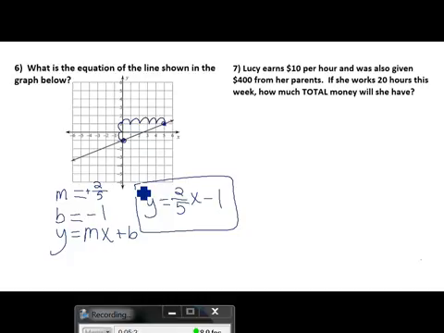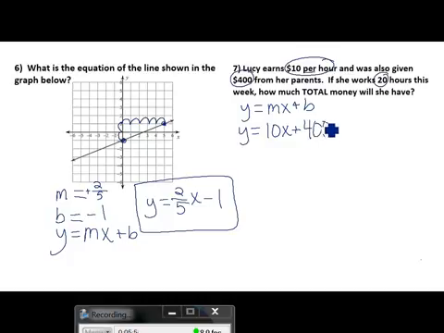Question number 7. Lucy earns $10 per hour, that's important, and was also given $400 from her parents. If she works 20 hours this week, how much total money will she have? So first let's write our equation. Because of what we circled, we know that the $10 per hour is going to be our m. And we're starting out with $400, so that is our initial value, or our y-intercept. So now we just need to figure out if she works 20 hours, which is our x value, how much money will she have?